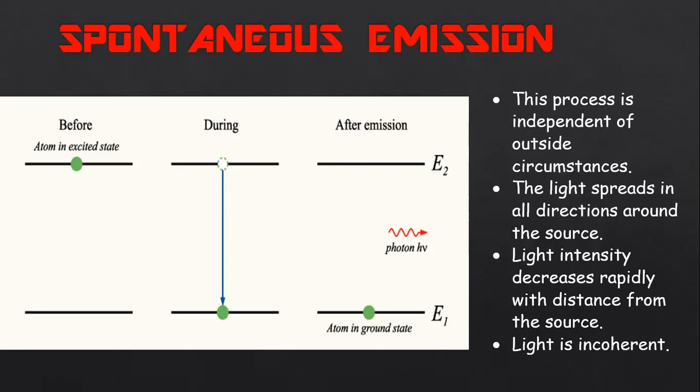The emitted photon does not flow exactly in the same direction of incident photon. They flow in random direction. This process is independent from outside circumstances. The light spreads in all directions around the source. Light intensity decreases rapidly with distance from the source, and the light is incoherent.